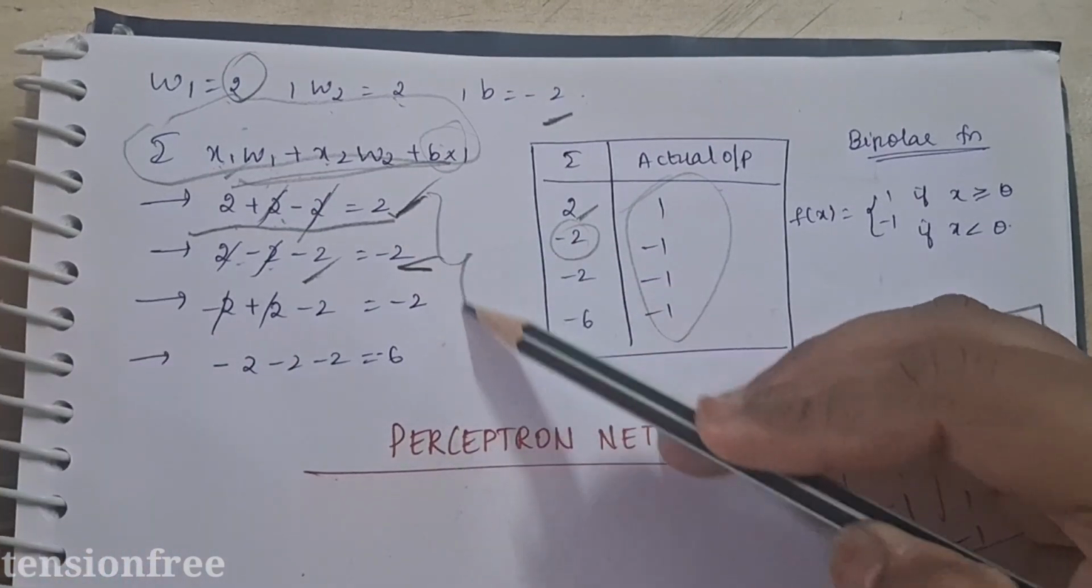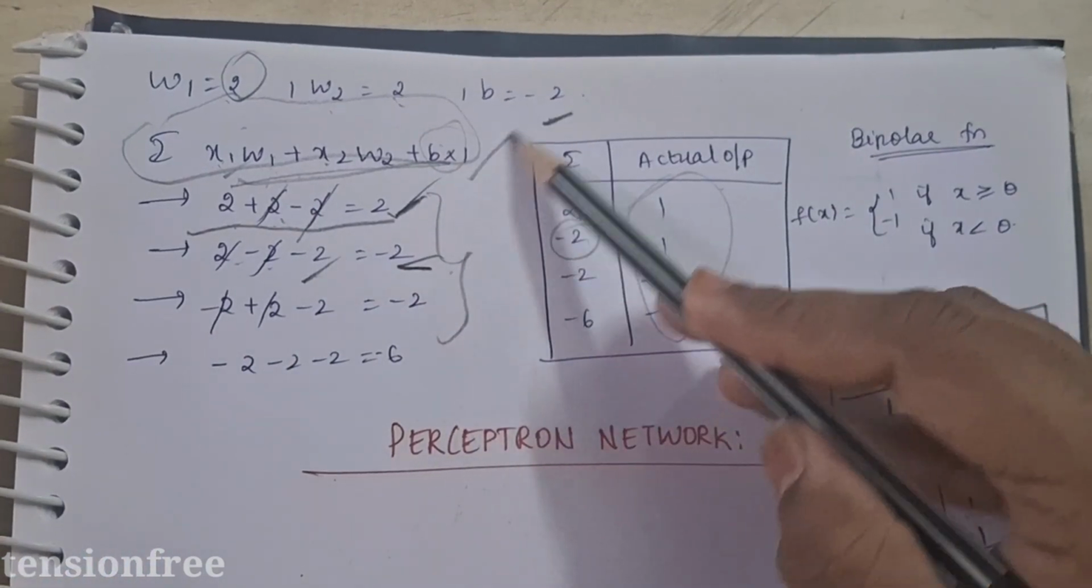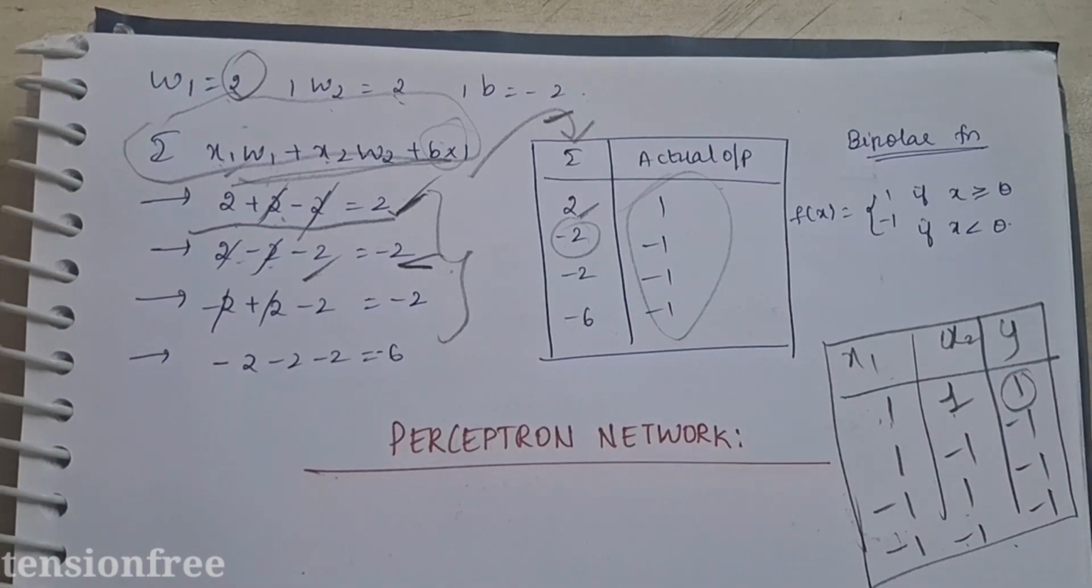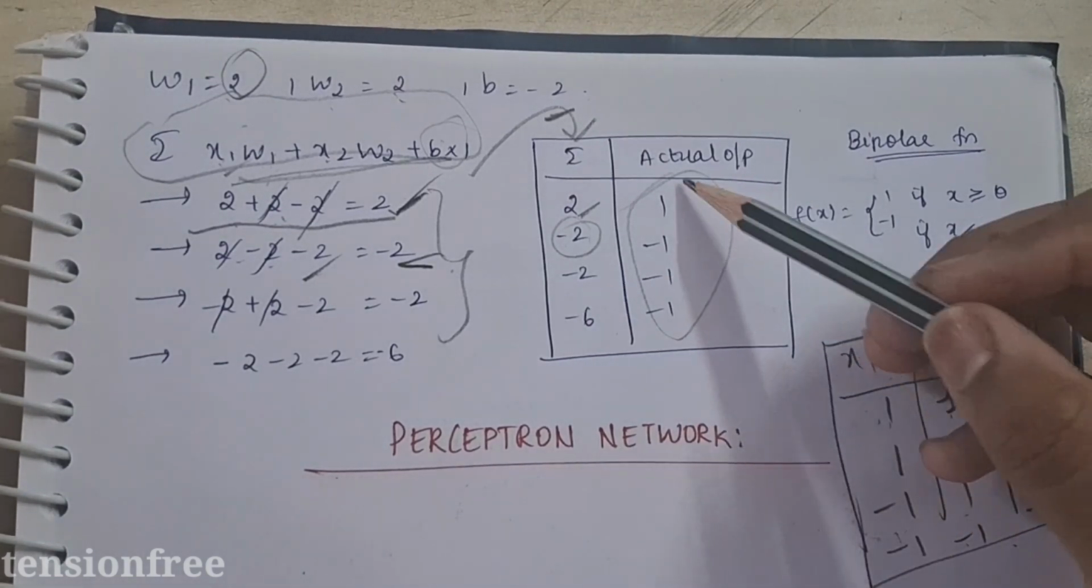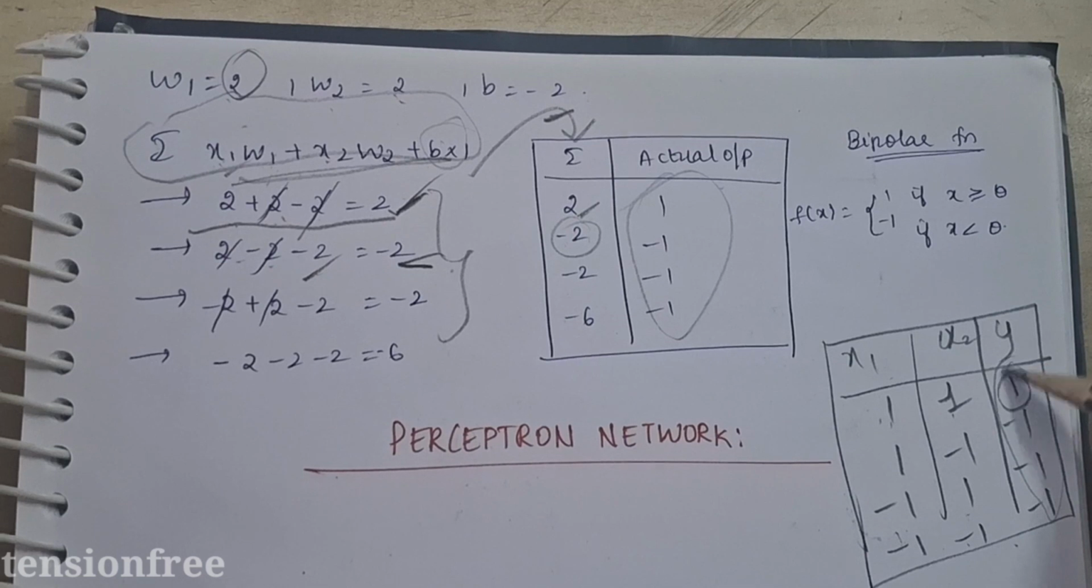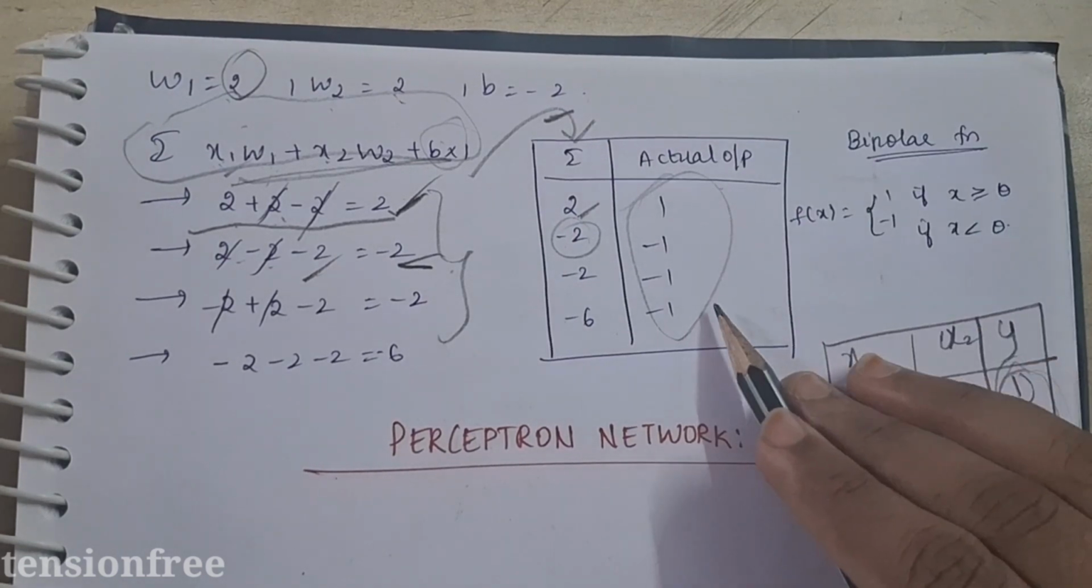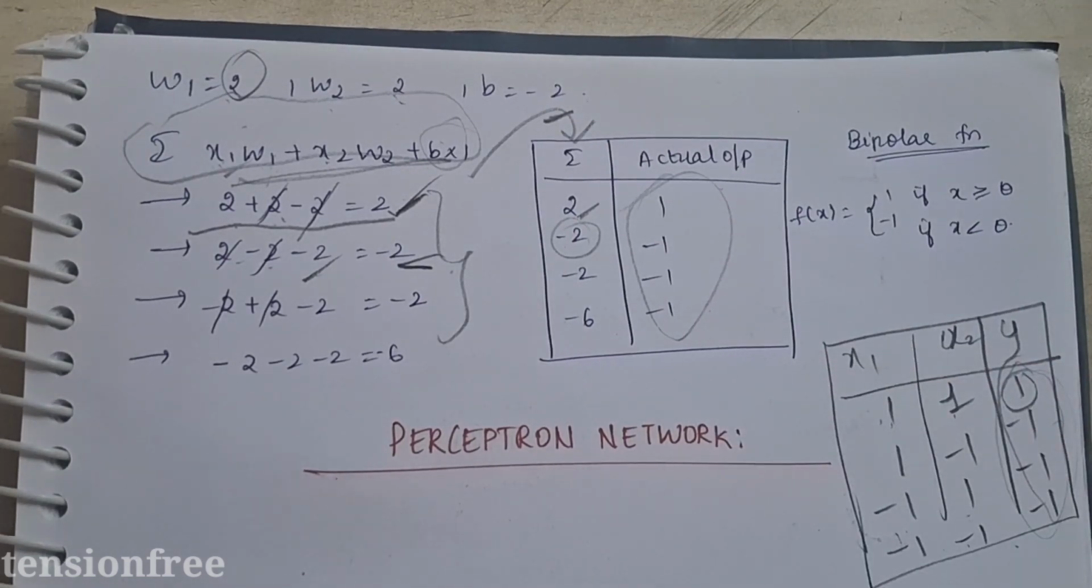This is how we will be calculating the summation values, and those summation values will be written in this table. After that, we already have the actual output Y. This is the actual output. In this way, we can construct a Hebb network for the AND gate.